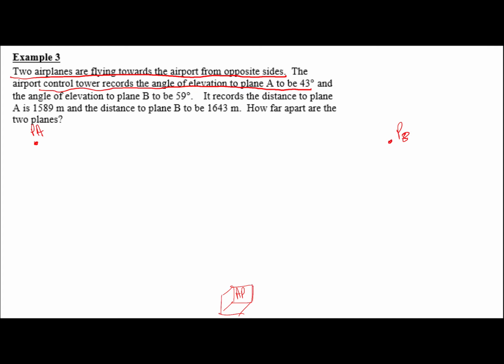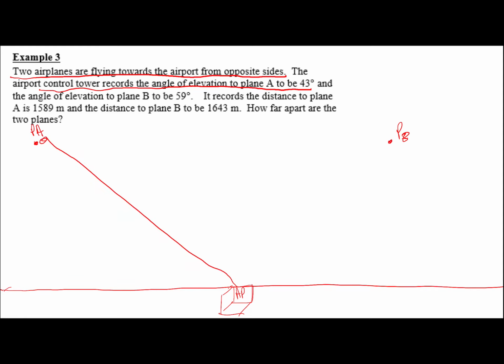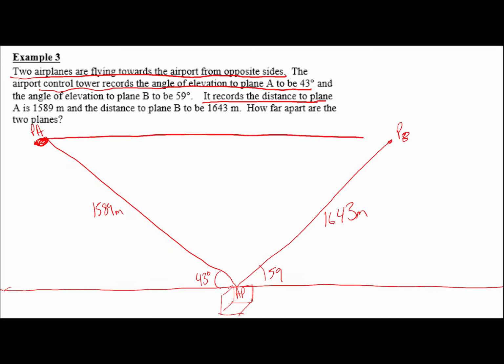Let's just pretend it's on a flat surface. The angle of elevation to plane A is 43 degrees, and the angle of elevation to plane B is 59 degrees. It records the distance to plane A as 1589 and the distance to plane B as 1643 meters. And it wants to know how far apart these planes are.